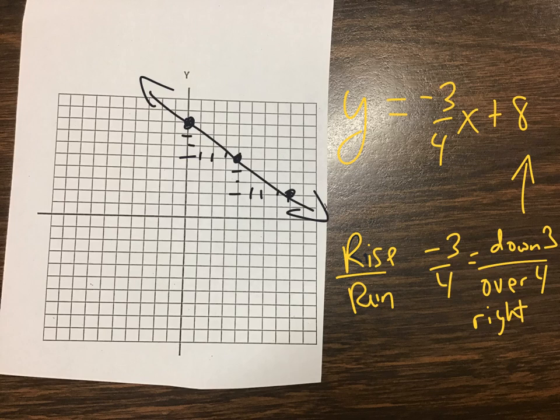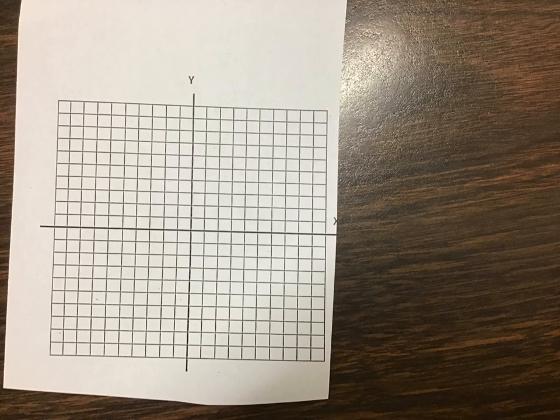Now, if it's not in this form, what do we do? We put it in that form. Remember when I made you solve for y? That's why we're solving for y, because it's so much easier to graph like this. Okay, so we'll practice one of those real quick here. And then we'll review what to do when you have x or y by itself.